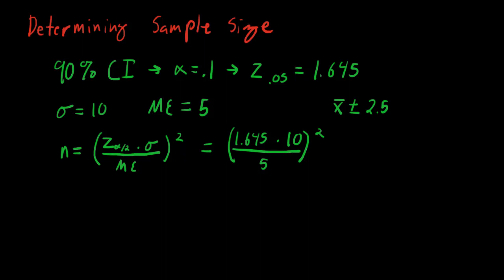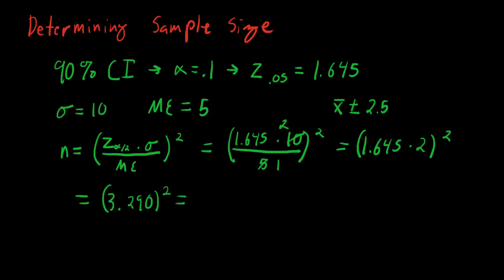And then if we look at that, we can cancel these out. We have our 5 and a 10. So we have 5, 10 cancel. We just have 2 up top. Then we have 1 on the bottom. So that turns into 1.645 times 2, and then that whole value squared. And then that gives us 1.645 times 2 is 3.290. And then 3.290 squared is equal to 10.824, which turns into 11, since we can't have 10 point something number of samples.